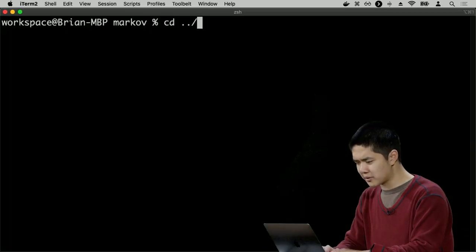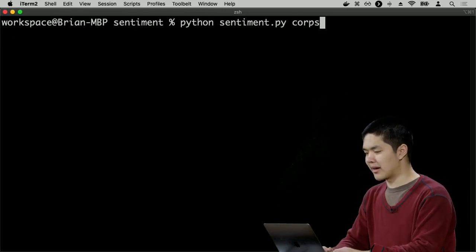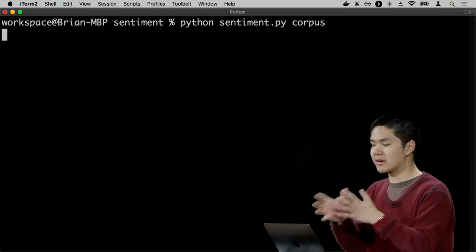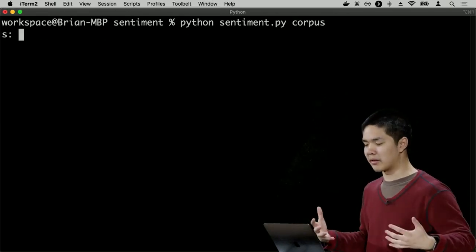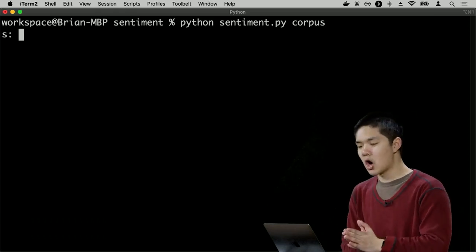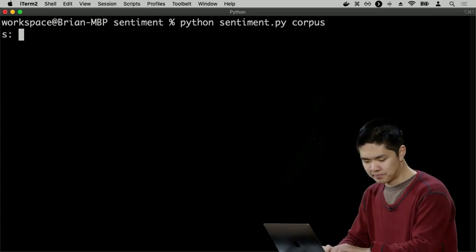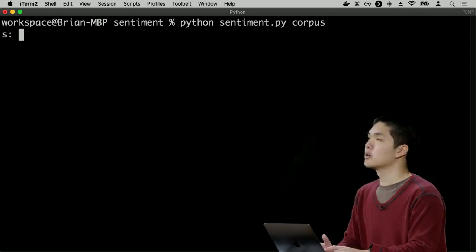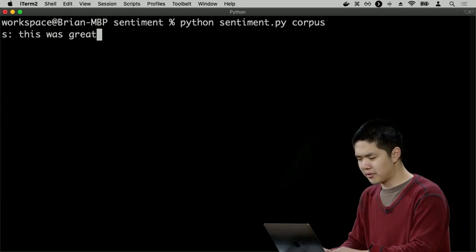I'll go ahead and go into sentiment, and we'll run python sentiment, passing in as input that corpus that contains all of the positive and negative messages, because depending on the corpus, that's going to affect the probabilities. The effectiveness of our ability to classify is entirely dependent on how good our data is and how much data we have and how well they happen to be labeled. So now I can try something, like, let's try a review like, "this was great." Just some review that I might leave.